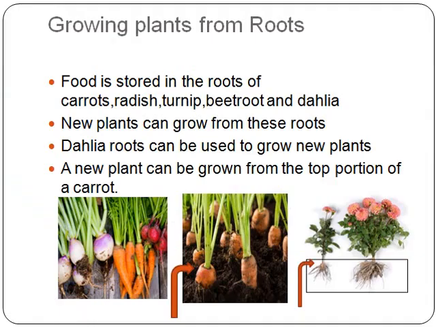Growing plants from roots. There are many plants that grow with the help of roots like carrot, radish, turnip, beetroot and dahlia. Food is stored in the roots of carrot, radish, beetroot and dahlia, where new plants can grow from these roots. Now you see here, dahlia roots can be used to grow a new plant, whereas a new plant can be grown from the top portion of carrot.